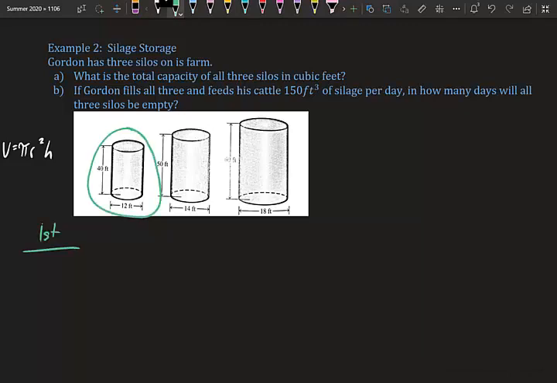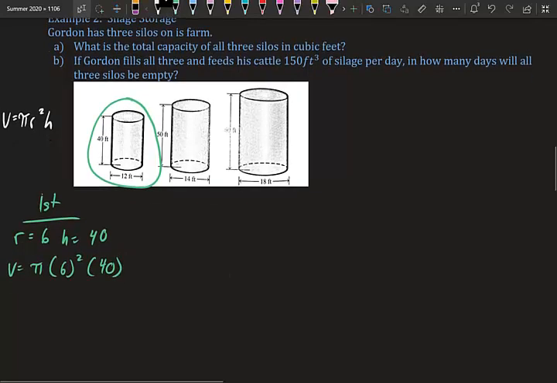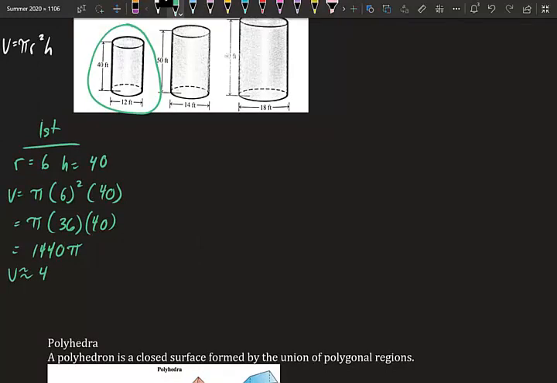For our first silo, we have r equals 6, because the radius is half of the diameter, so half of 12 is 6. And then our height is 40. So let's plug it in. We have volume equals pi times 6 squared times h, which is 40. We simplify: 6 squared is 36, times 40, so 36 times 40 we get 1440 pi. And that is approximately 4523.89 feet cubed. So that's the volume of the first cylinder.